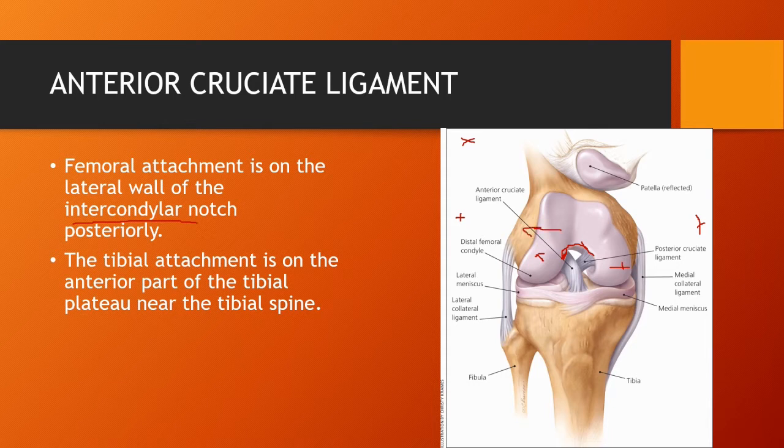So its origin is lateral. And then it comes and it crosses, and that's what the cruciate ligaments mean. They're crossing ligaments. And it attaches anteromedially here, which is on the anterior part of the tibial plateau near the tibial spine. You can see the anterior tibial spine here, and the posterior tibial spine is tucked away back in here. So the anterior cruciate ligament begins laterally and progresses anteriorly to attach anteromedially on the anterior aspect of the tibial plateau.